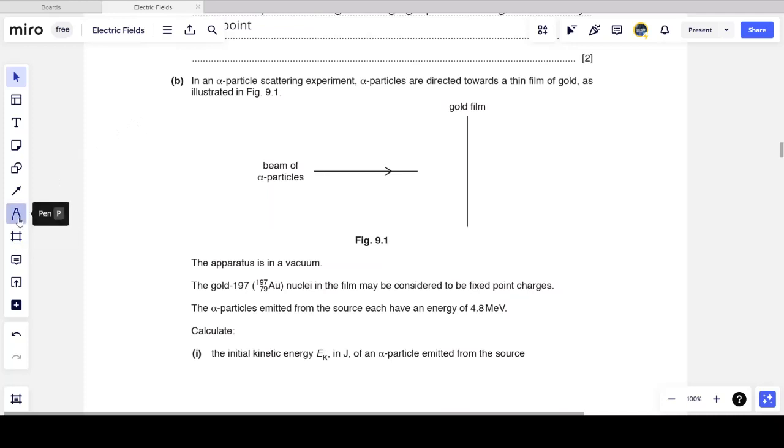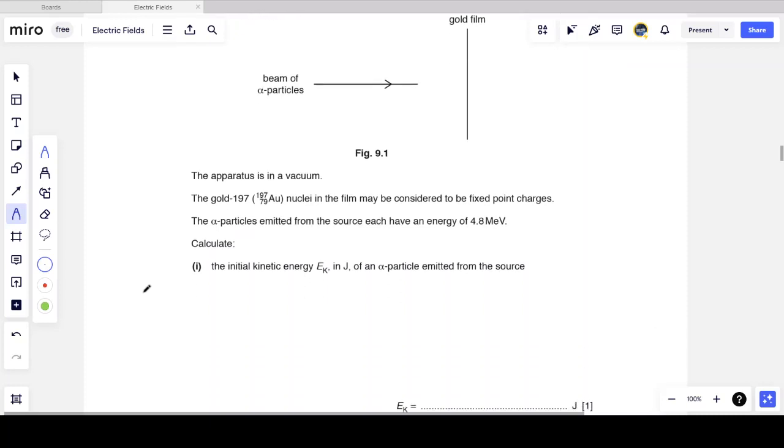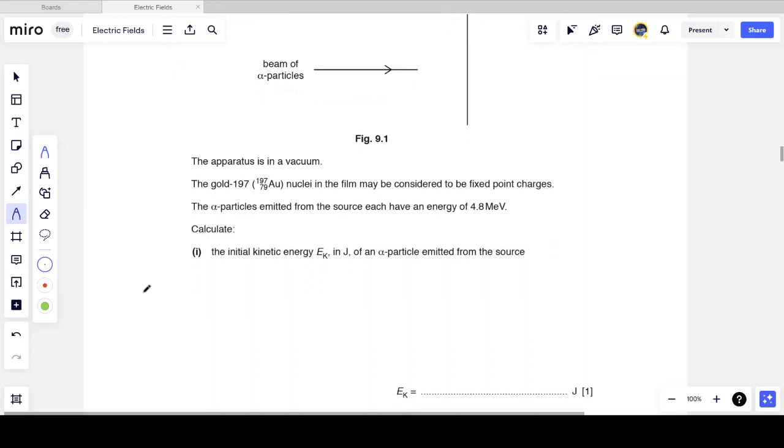Part B says, in an alpha particle scattering experiment, alpha particles are directed toward a thin film of gold, and this is shown basically in the figure. The apparatus is in a vacuum, and the gold 197 nuclei in the film may be considered to be fixed point charges. The alpha particles emitted from the source each have an energy of 4.8 mega electron volts, and we are first asked to calculate the initial kinetic energy in joules of the alpha particle emitted from the source.